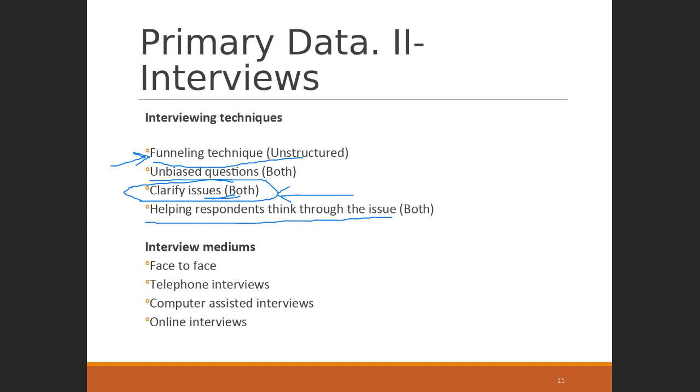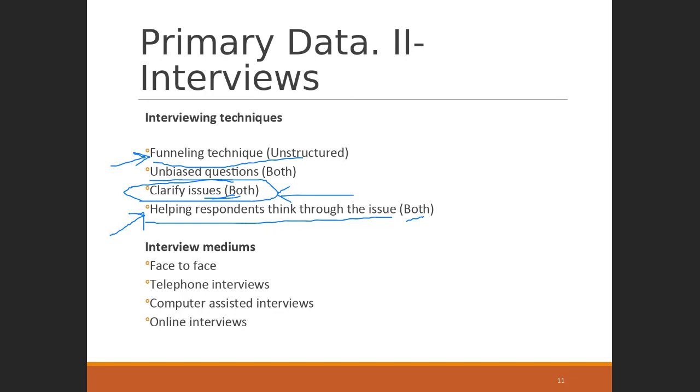You can do so by asking questions in a simpler way, in a way that is more non-threatening in nature. You can rephrase your questions. So when your respondents are not able to verbalize their perceptions, you need to help them think through the issue. And this is equally applicable in both structured interviews and unstructured interviews.